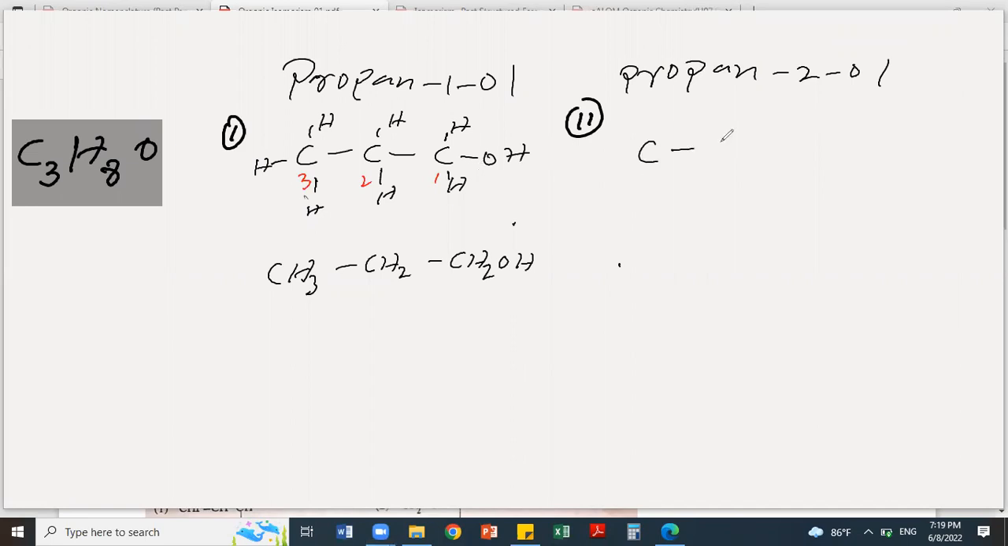Prop means 3 carbon. Propane is C3H8. Propan-2-ol means what? Attach OH group on the second carbon. You can start numbering either side 1, 2, 3 or this side 1, 2, 3. No problem because it's the same thing. It doesn't matter whether you start numbering from this side or this side, because you get number 2 OH. Now you have to add hydrogen for this 1, 2, 3.